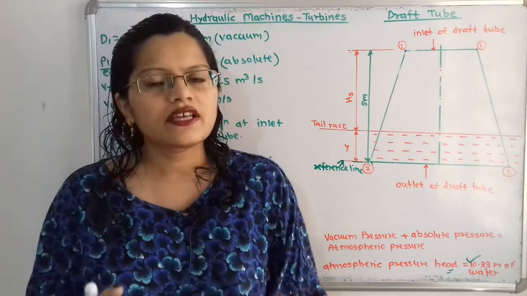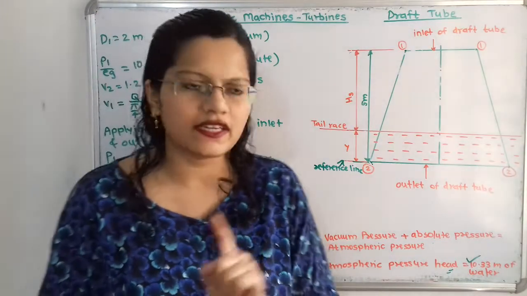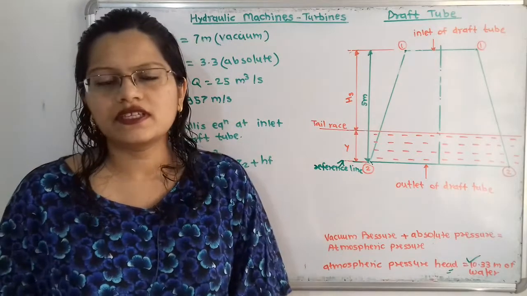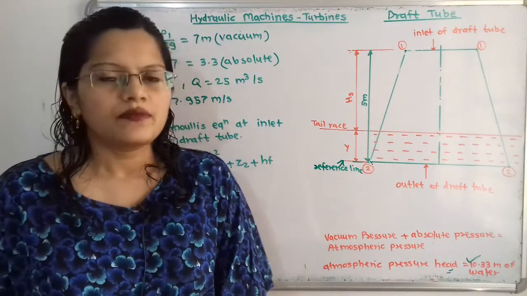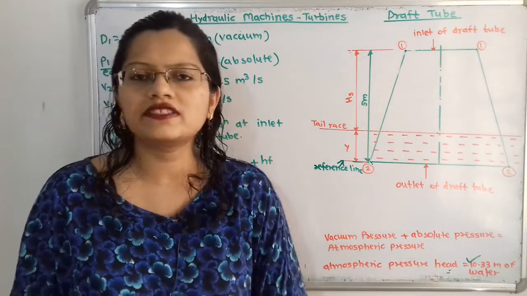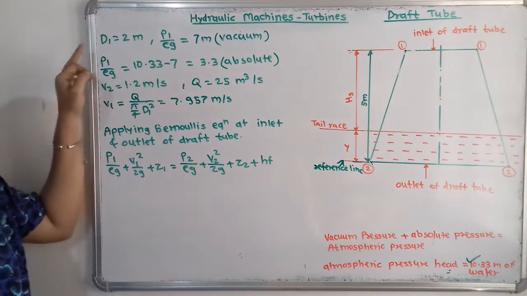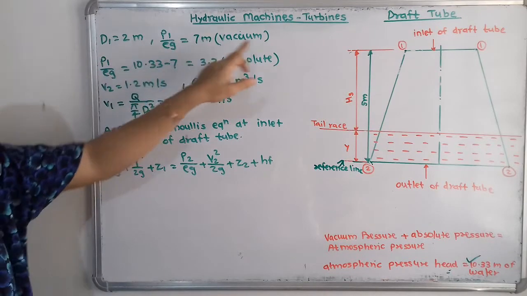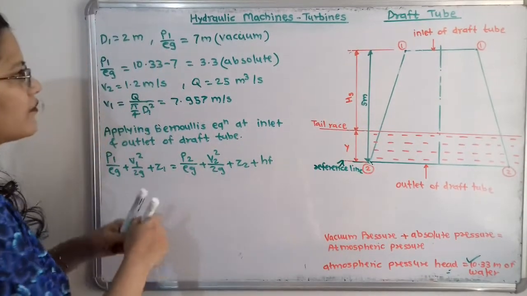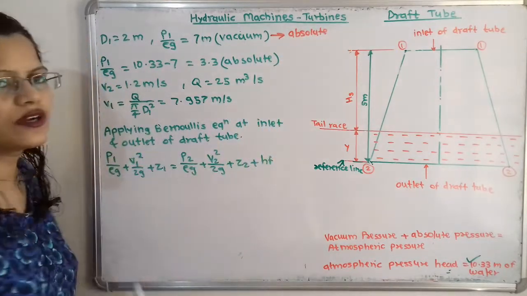Now here in the question it is also mentioned that we have to consider the atmospheric pressure head is equal to 10.33 meter of water. Now this statement is very important because when atmospheric pressure head is given in terms of meter of water, that is 10.33 meter of water, then we have to take this pressure, that is the P1 by rho g, this pressure head, that is the absolute pressure head. So we have to convert from this vacuum pressure head to absolute pressure head.